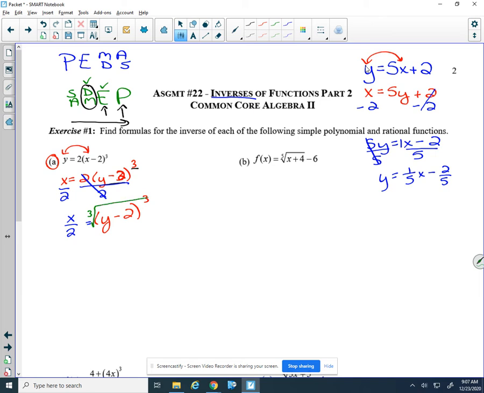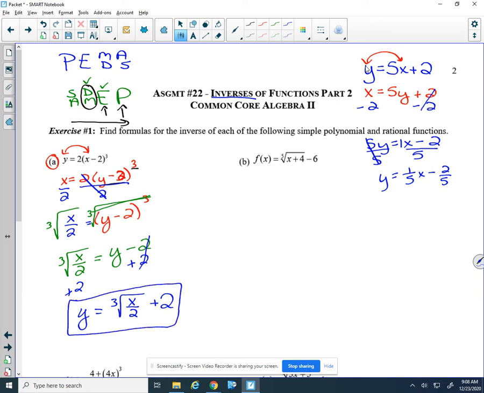Okay, so that cancels, and I need to take the cube root of both sides. So I'm left with the cube root of x over 2 equals y minus 2. So now we're inside the parentheses. So even though that's subtraction, that was inside a parentheses, so that's the last thing I get rid of. So I'm going to add 2 to both sides. So this gives me y equals the cube root of x over 2 plus 2, and that is my inverse function.